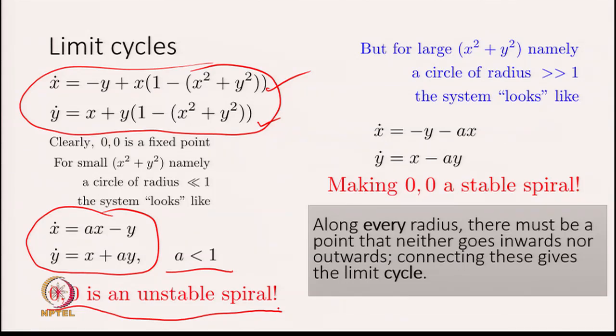More importantly, on the circle which has got radius square root of 1 minus a, what you find is that all the points, because it is an unstable spiral at the center, all the vector fields are pointing outwards.